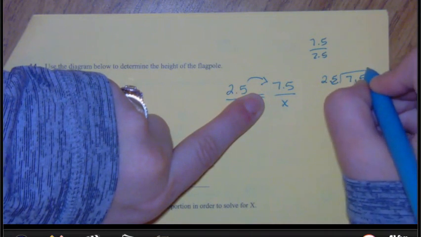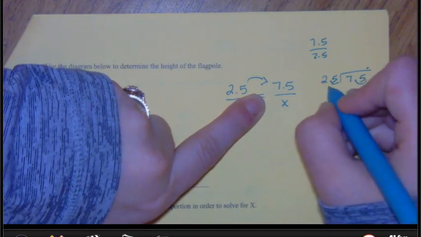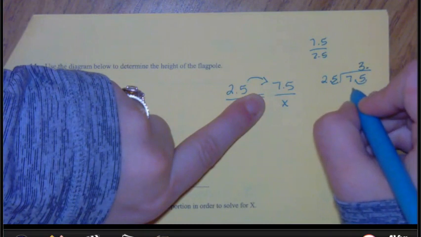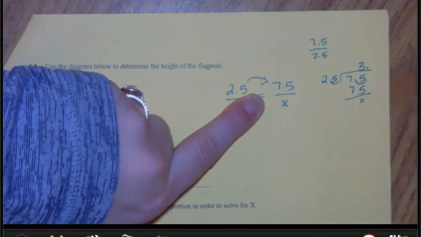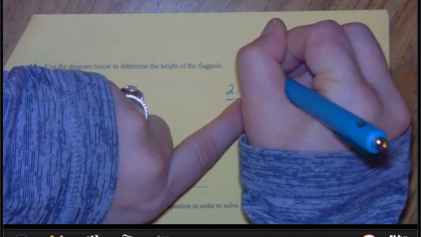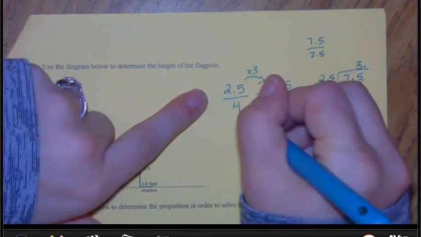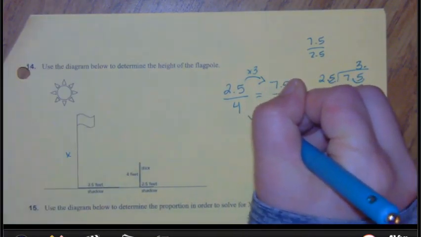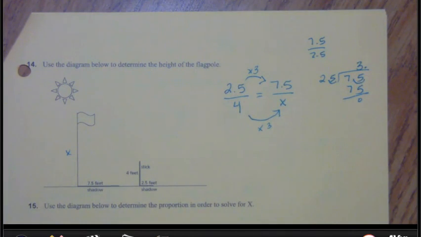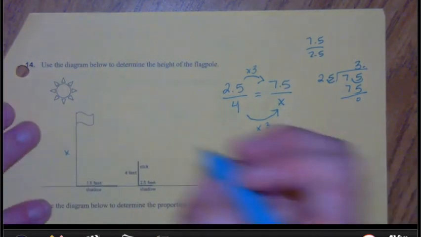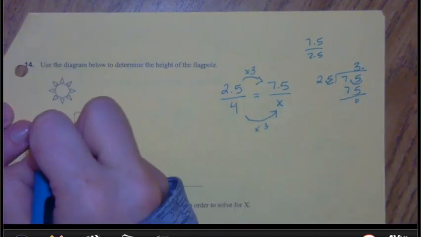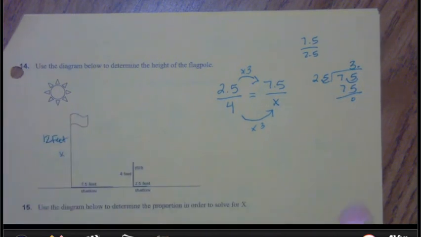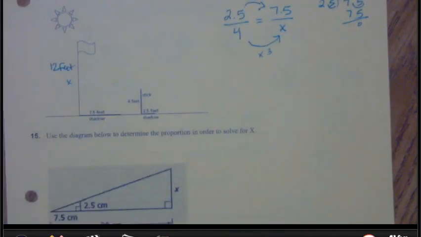Move my decimal. 25 can't go into 7. 25 can go into 75 3 times with nothing left over. So I multiplied 2.5 by 3. And I'm going to do the same thing to the bottom, doing 4 times 3. And that's going to get me 12 feet. The height of my flagpole is 12 feet.